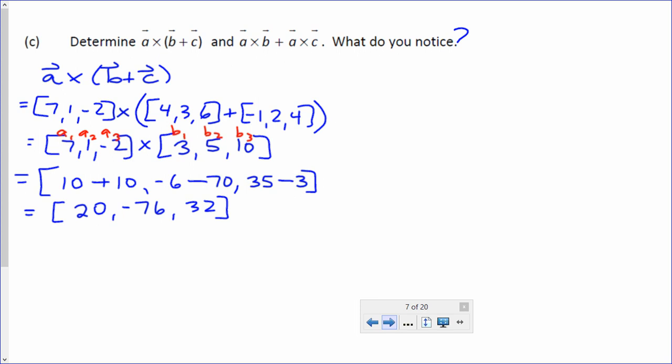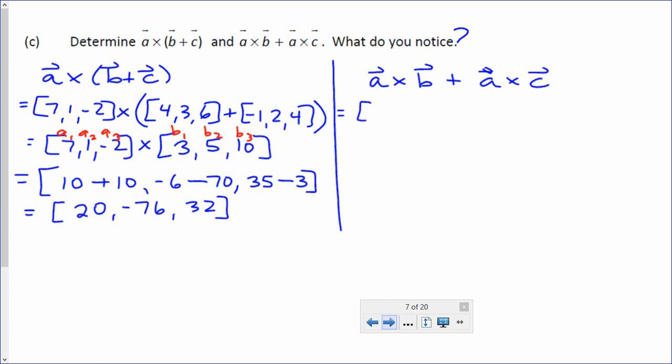If we do, what is true if we see A cross a sum is A cross first plus A cross second? It means the distributive property is a property of cross product. We get 20, negative 76, 32. So we're going to do it. A cross B plus A cross vector C.